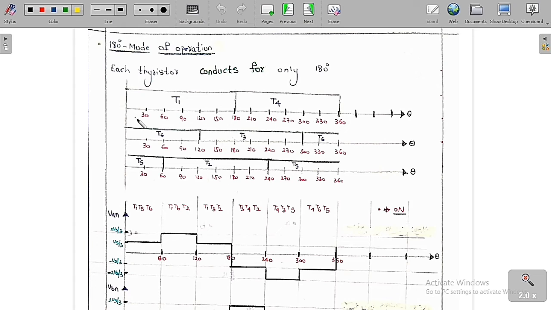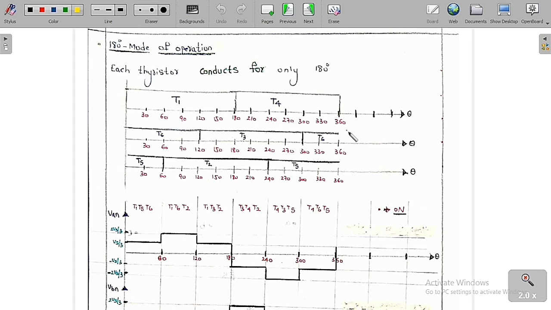So now this is the scale of 360 degrees. I am going to consider a scale of 360 degrees, and I am going to divide it in steps of 30: 30, 60, 90, 120, 150, 180, 210, 240, 270, 300, 330 and 360.